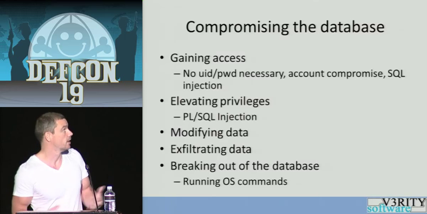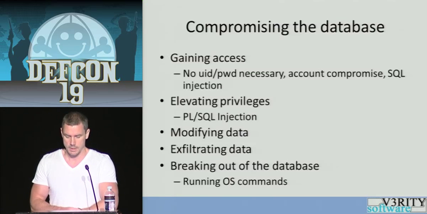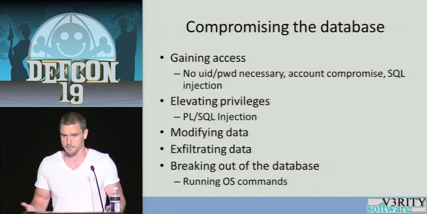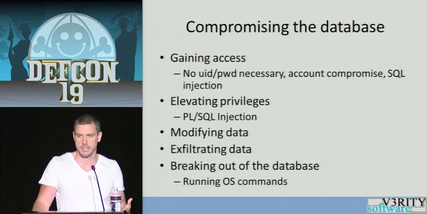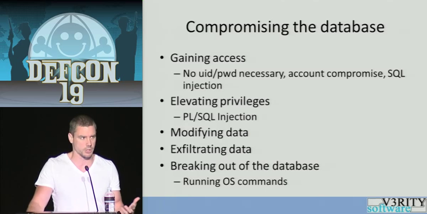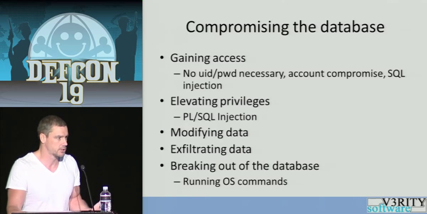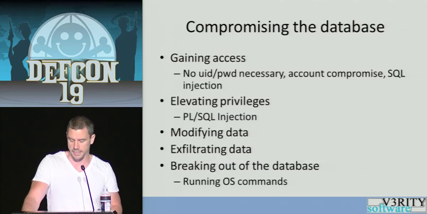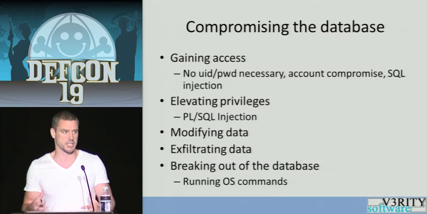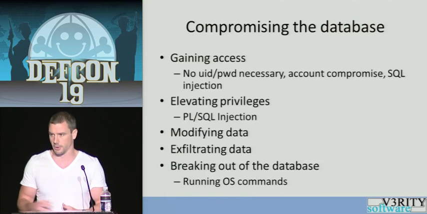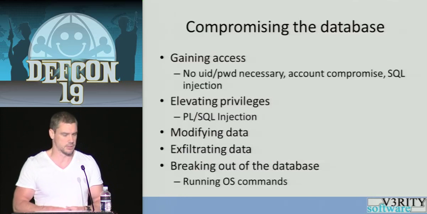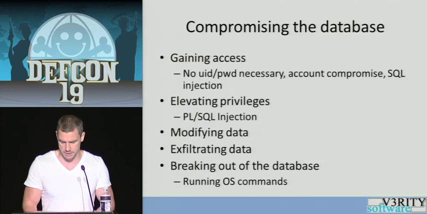So, getting to the good stuff, compromising the database. In a typical database compromise, there are several stages. First off, there's gaining access, obviously. Once they've managed to gain access, they then need to elevate privileges if they want to have full control over that database server. Once they've got the requisite privileges to do whatever they want, they might want to modify data. They might want to exfiltrate data. There are a number of things that they want to do. And thereafter, they might want to use that database server as a staging platform to attack the rest of the network. That might include breaking out of the database to run operating system commands, and then downloading their toolkits and so on. So we'll look at each of these sections individually.